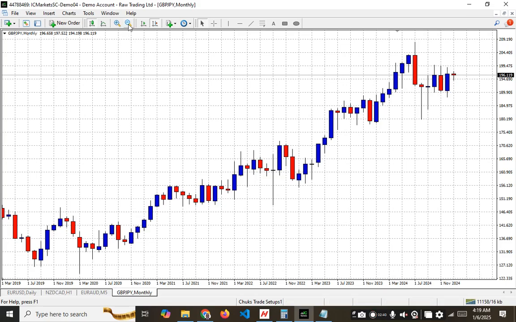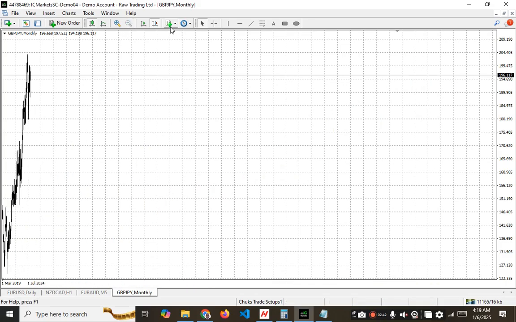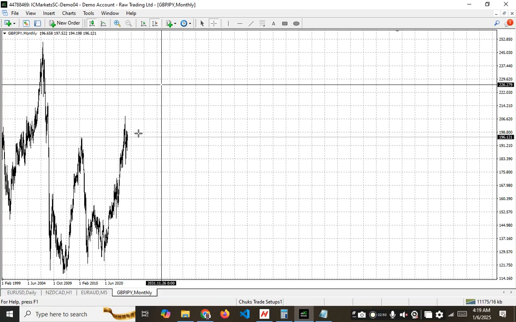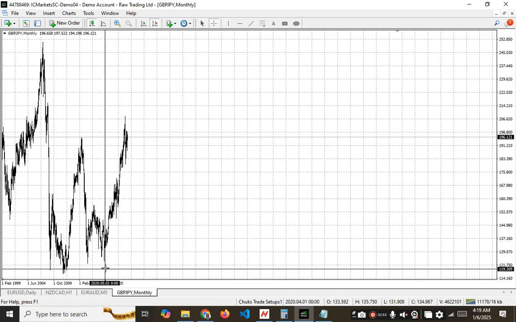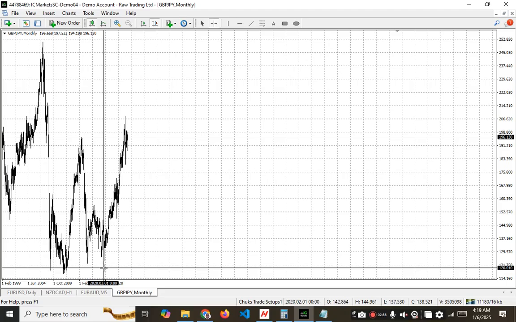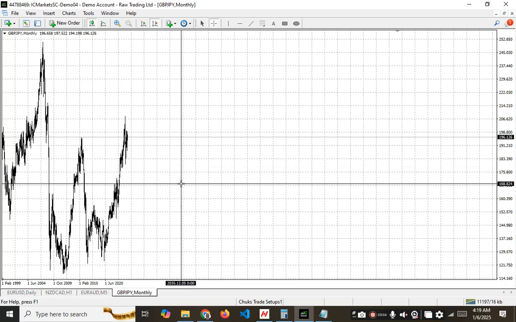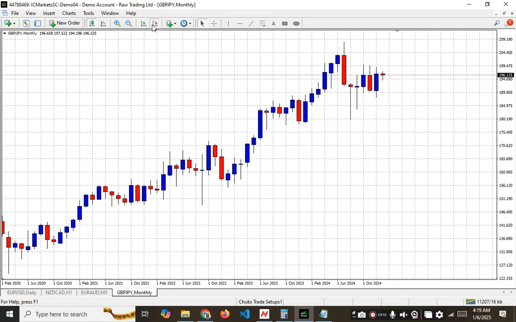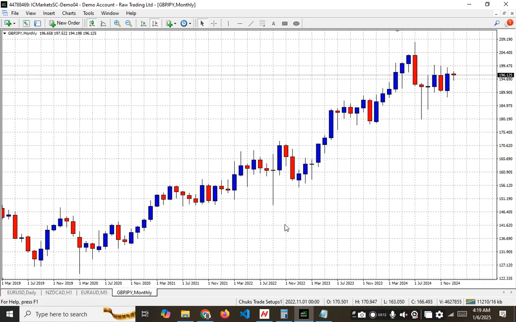Let's just zoom out on this chart. Guys, I want to show you something now. Let's grab the crosshair. You can see that since, I think it's February 2020, this market has been in an uptrend. This is very, very instructive, guys. So on that basis, we're going to choose our directional bias to be a buy trade. We're going to be looking for a buy trade opportunity in this market.